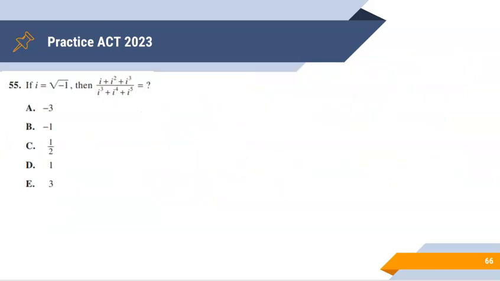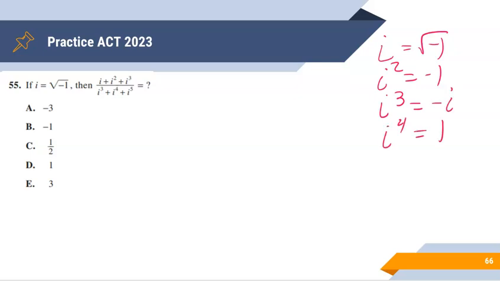55. Well, we have to remember a couple things. There's a couple ways to do this. First of all, remember that i is the square root of negative 1. So i squared is negative 1. i to the third is negative i, i to the fourth is 1.